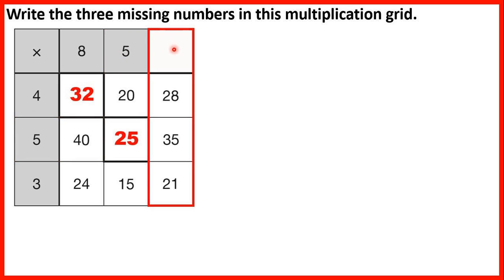And then we don't know this number here, but we know that when we multiply it by 4, we get 28. When we multiply it by 5, we get 35, and when we multiply this number by 3, we get 21. Now 28 divided by 4 is 7, 35 divided by 5 is also 7, and 21 divided by 3 is 7 as well. So we can be sure that this number here must be 7.